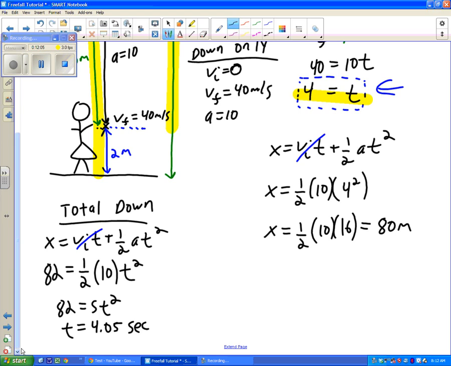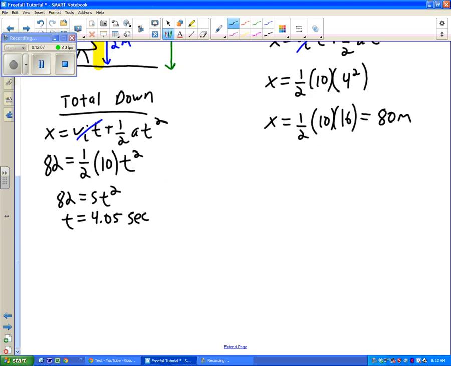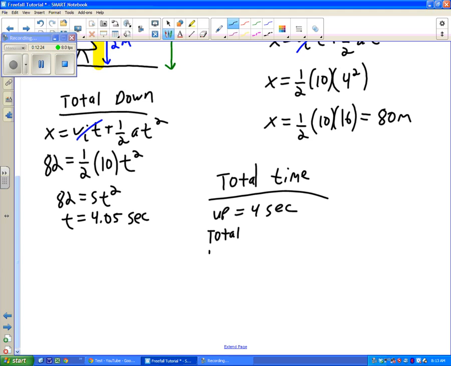So our total time, let's extend the page. Total time will be the up, which equals 4 seconds, and the total down, which we said was 4.05 seconds. So the total time is 4 plus 4.05, which equals 8.05 seconds.